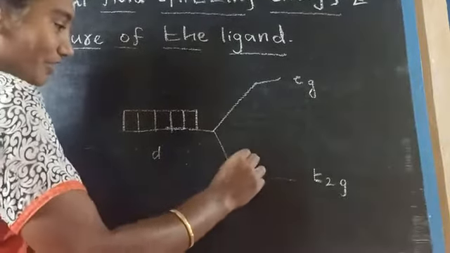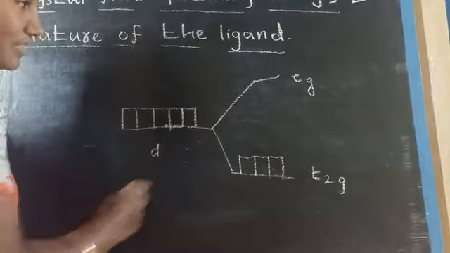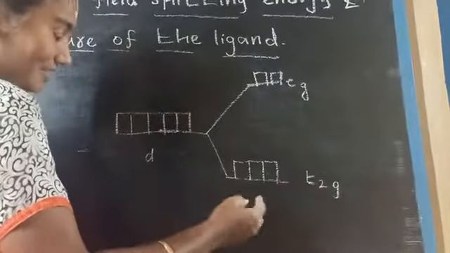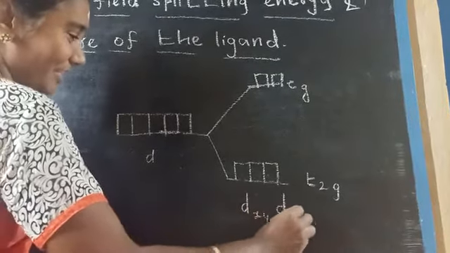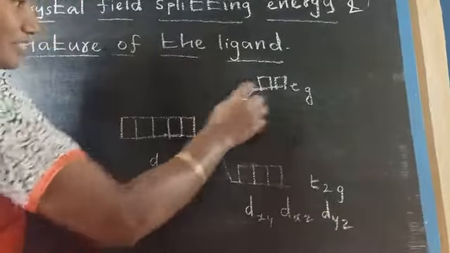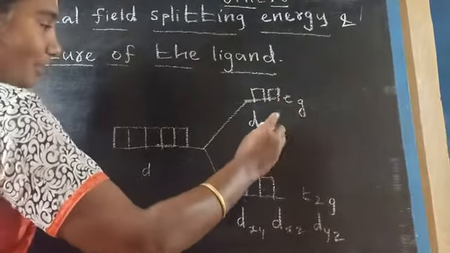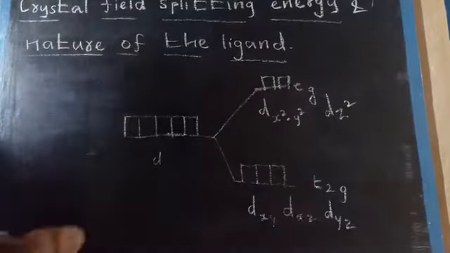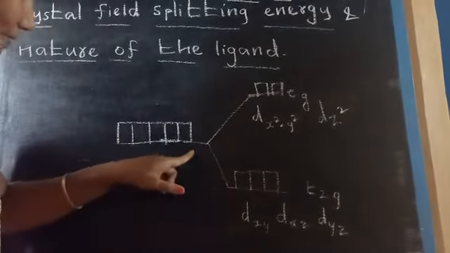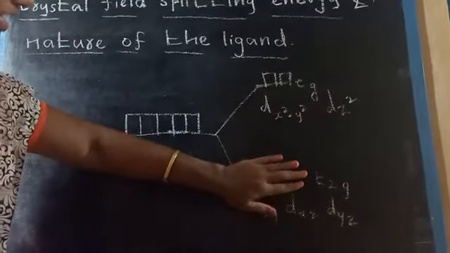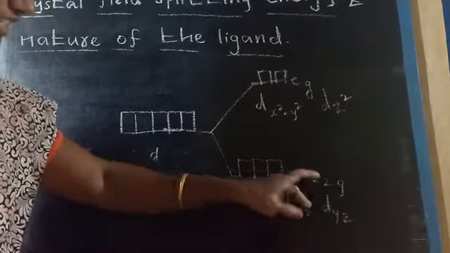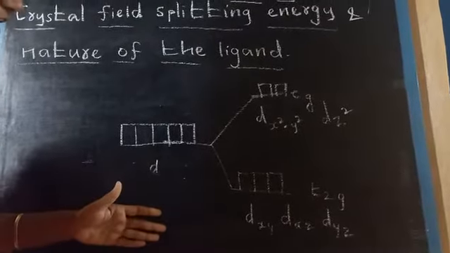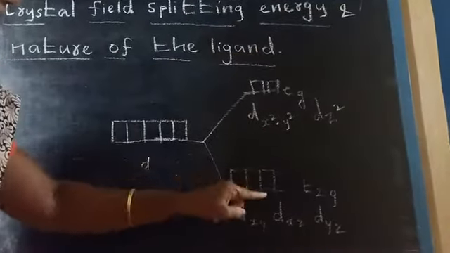In T2G, 3 d orbitals are present. In EG, 2 orbitals are present. The 3 orbitals are represented as dxy, dxz and dyz. In EG, 2 orbitals, one is dx square minus y square and another one is dz square. So now the degenerate 5 orbitals split into 3 as well as 2. Triply degenerate and doubly degenerate for octahedral complex. Children, in tetrahedral complex, T2G is present here, EG is present here, that's all.